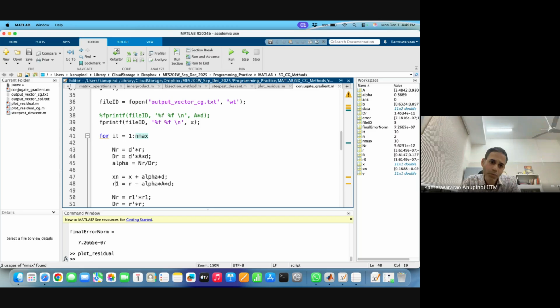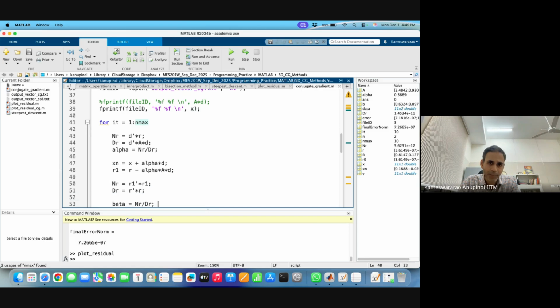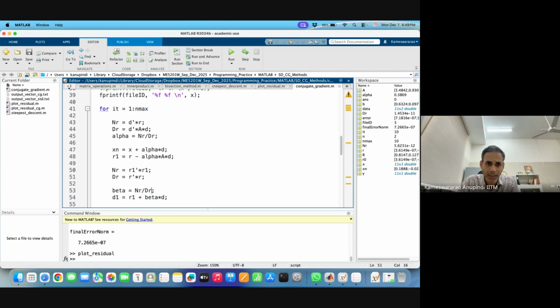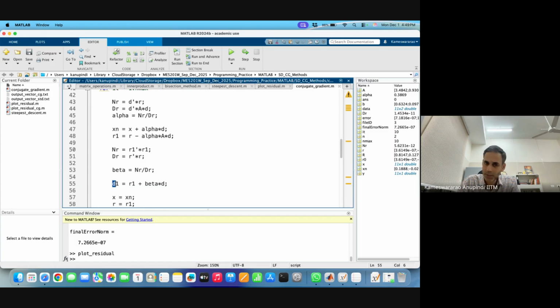Then my new direction alpha r1 is going to be r minus alpha times A dn, right? New residual. Then my numerator is Rn plus 1 transpose Rn plus 1 divided by Rn transpose Rn. That is my beta. Once I calculate beta, I can calculate the new search direction: Dn plus 1 equals Rn plus 1 plus beta times Dn. That's what we have written.